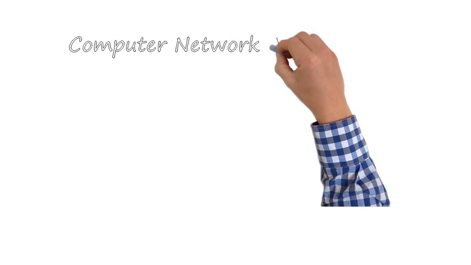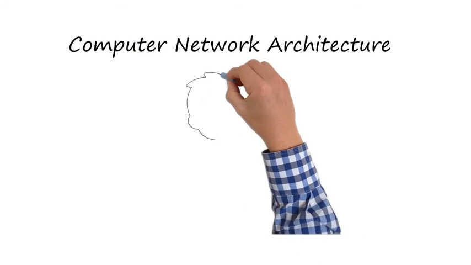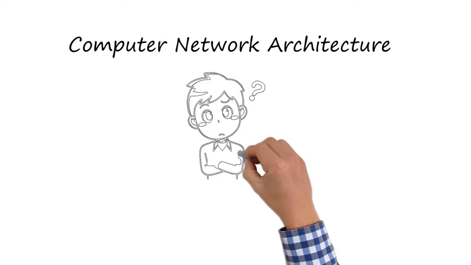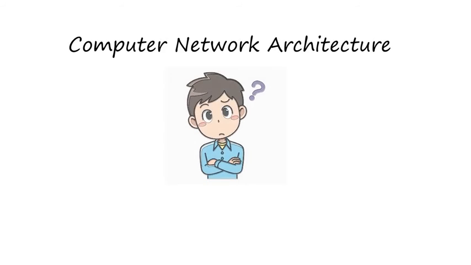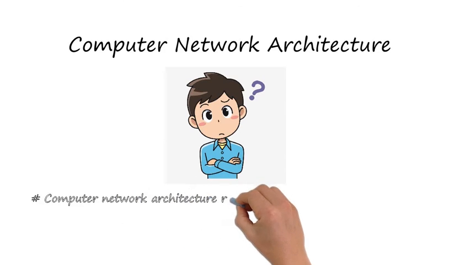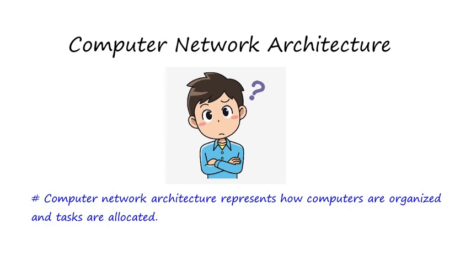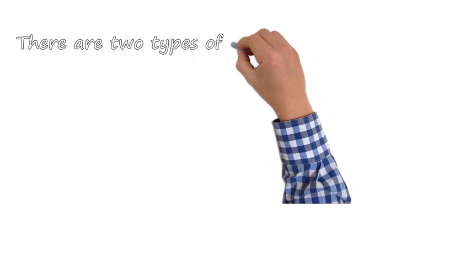Today's topic is computer network architecture. What does computer network architecture mean and why is it required? We will see in detail. Computer network architecture represents how components are organized and how tasks are allocated in the network. It means how network components like PCs, servers, and printers are organized in the network and how tasks are performed.